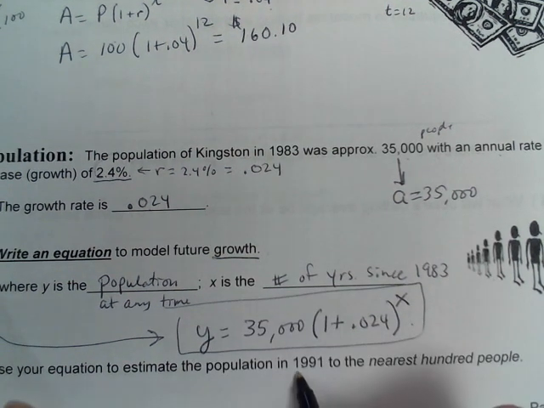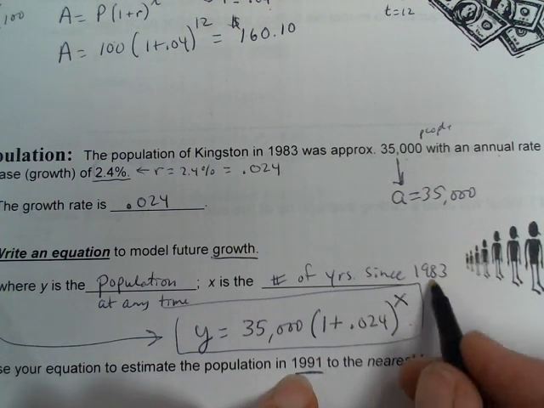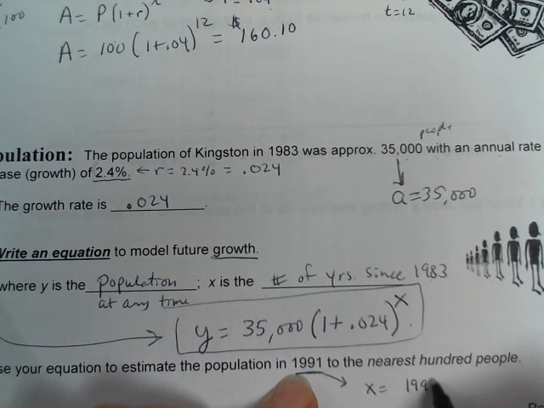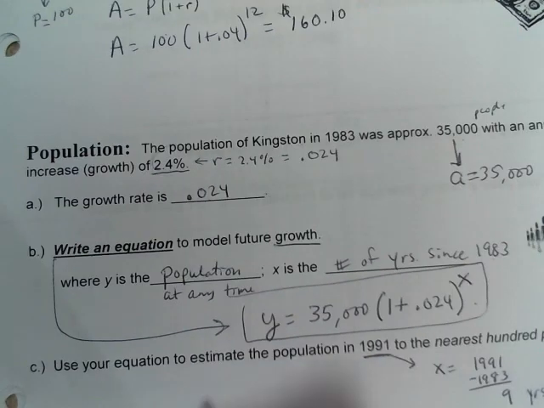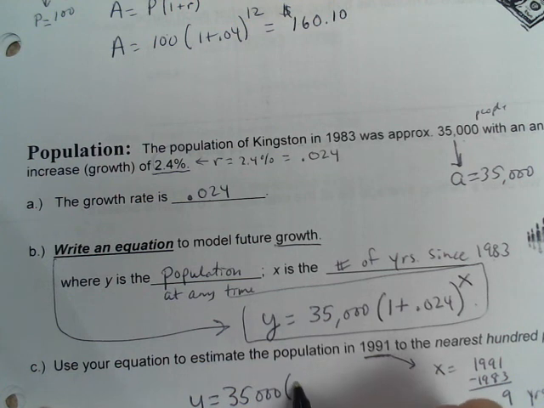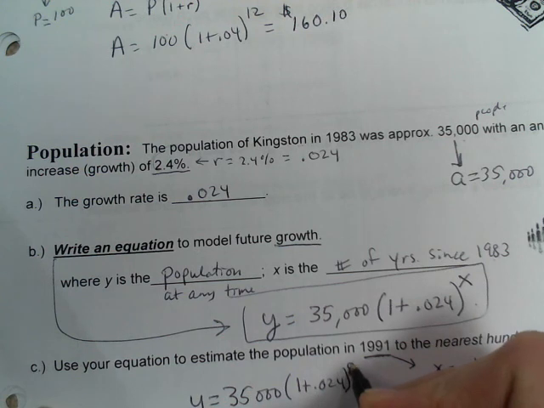And if we want to know what the population is in 1991, all we have to do is figure out how many years beyond 1983 1991 is. So X is equal to 1991 minus 1983, which is 9 years beyond 1983. And the population of Kingston will be 35,000 times 1 plus 0.024 raised up... I'm sorry, this should be 8 years. Raised up to the 8th power.